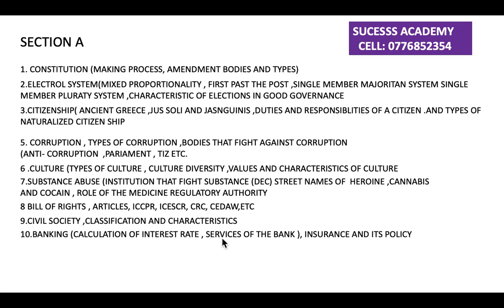And then also you have to know the services of the bank. What are some of the services which the bank gives? And then on the other side, you have to know the insurance policy. So you have to know why the insurance policy is given, the types of insurance policy, and the type of covers which each insurance policy has.